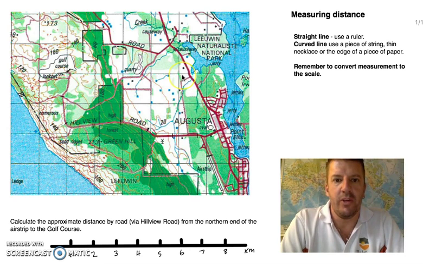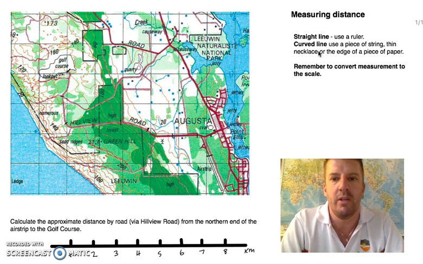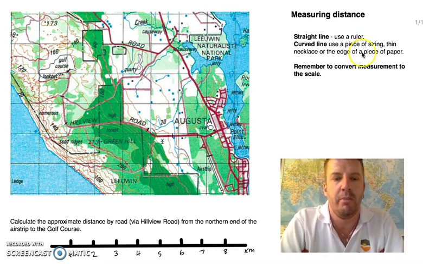The most frequent question is measuring distance by a curved line. Usually by road, rail, sometimes river, and sometimes a stretch of a coastline. So what we need to do, there's three different methods. My preferred method is using a thin piece of string. You could use a thin necklace. Make sure your necklace isn't too thick. Mine would be too thick, but some of the girls' thin necklaces are fine as long as you pull it tight and you don't let it gather together, otherwise that will affect your measurement. Or you can use the edge of a piece of paper.